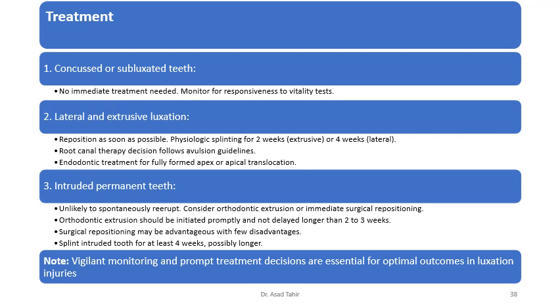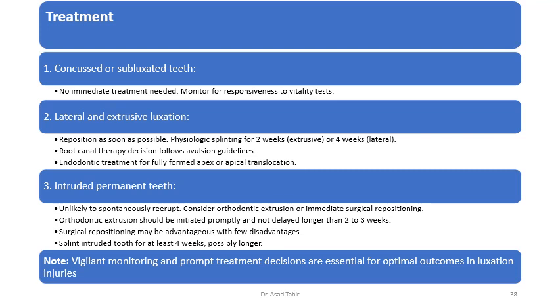Treatment. Concussed or subluxated teeth: no immediate treatment needed. Monitor for responsiveness to vitality tests. Lateral and extrusive luxation: reposition as soon as possible. Physiologic splinting for 2 weeks for extrusive, or 4 weeks for lateral. Root canal therapy decision follows avulsion guidelines. Endodontic treatment for fully formed apex or apical translocation.